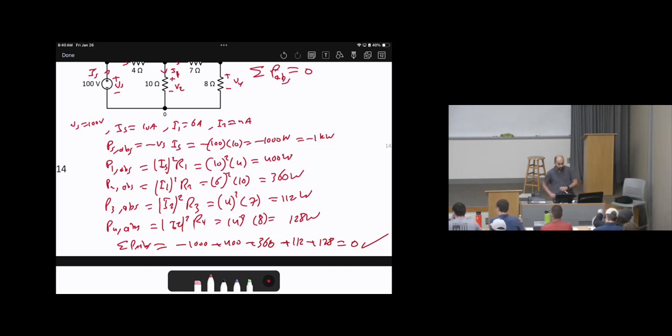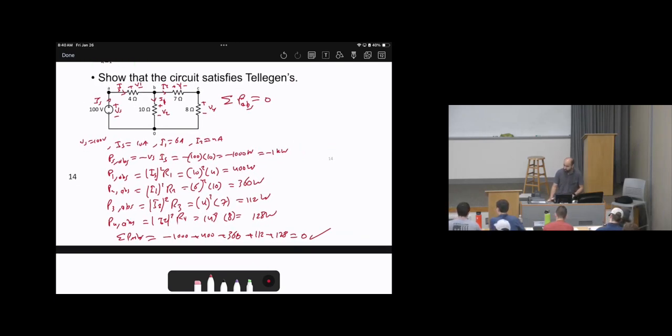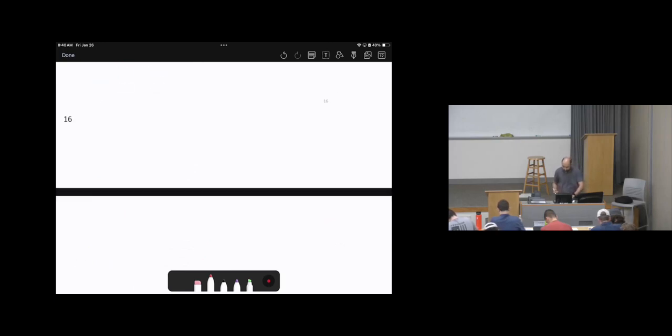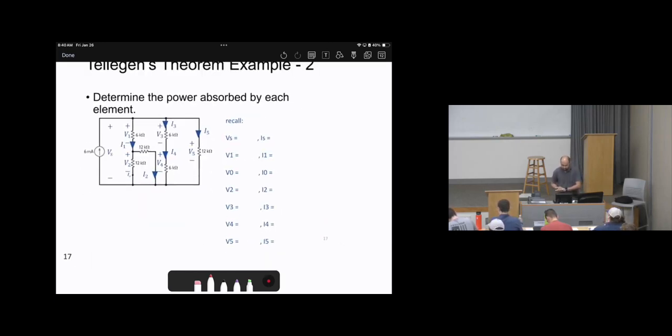Okay, another example to calculate the power, which is, for example, number 2. Let's wait a little bit to make sure everyone is ready. Oh, actually, we did this one. In this example, we need to calculate all of the powers.